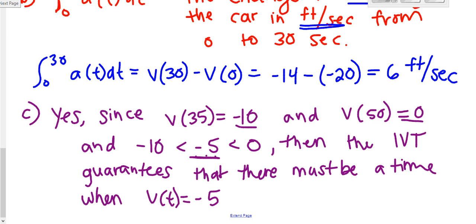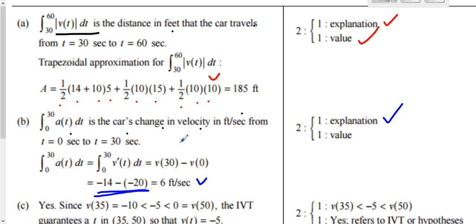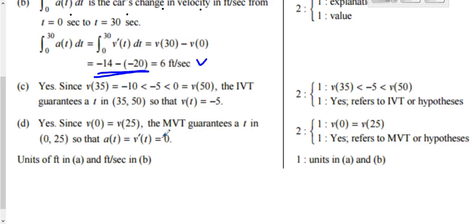Let's see if we got all of our points. So it says yes. So they said it a little bit differently than us. They strung it all together, but we ended up saying the same thing. We said that there is a velocity that's equal to -10, and there's a velocity that is equal to 0, and -5 is in the middle.